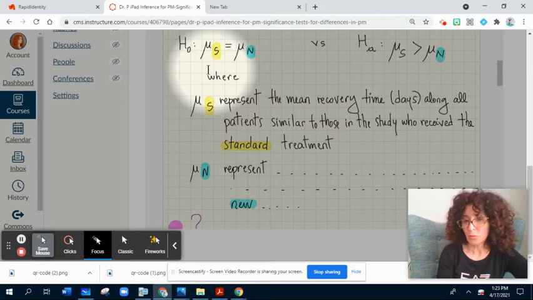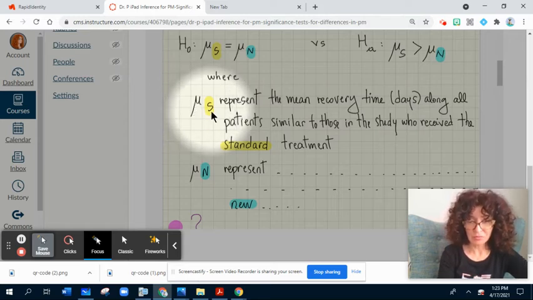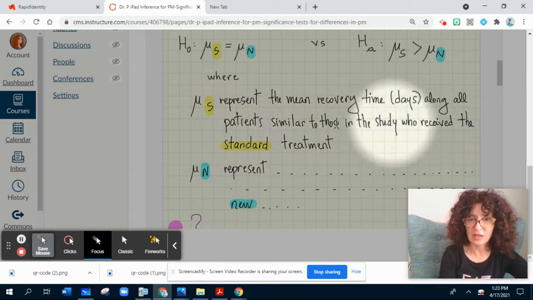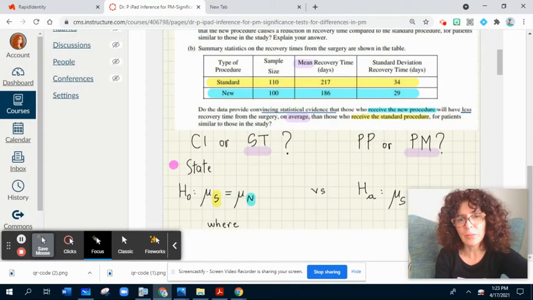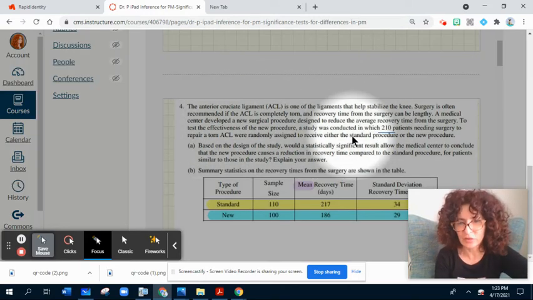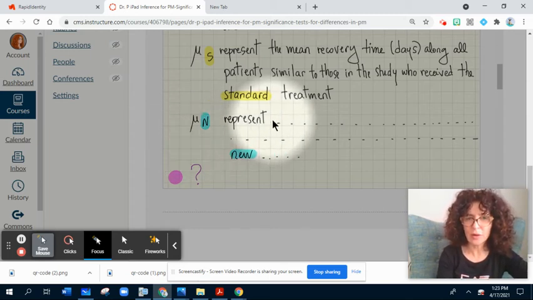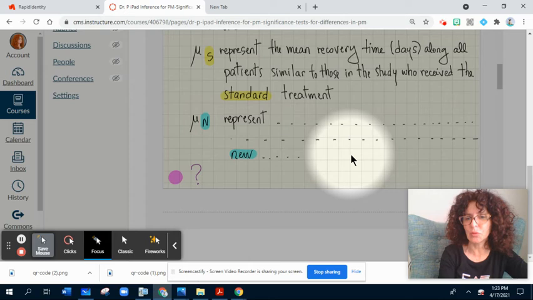Now, when you write this, don't forget to define this notation. What does mu of S represent? Here you take it from the context of the problem. Mu is the notation for the population mean: the mean recovery time in days among all patients similar to those in the study who received the standard treatment. This is not difficult, you can just copy, paste, and adapt the stem of the problem. And similarly, the mean of the new procedure represents the mean recovery time among all patients similar to those in the study who received the new treatment.